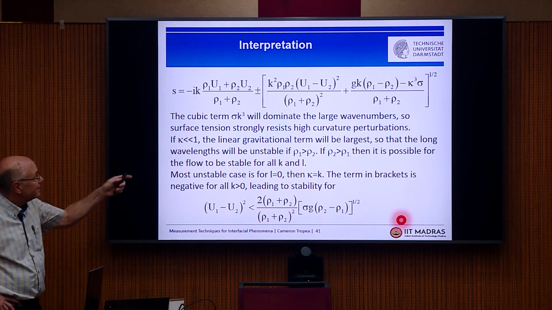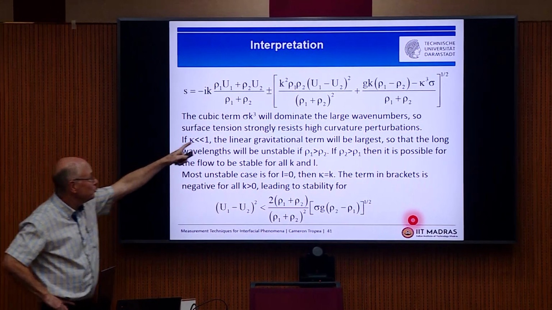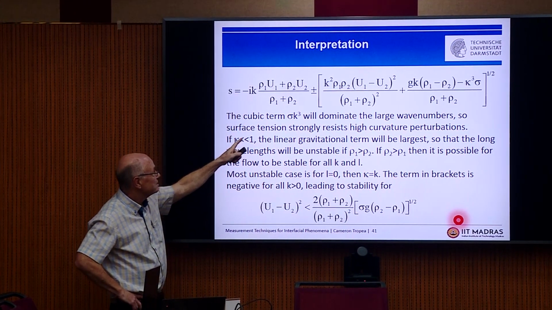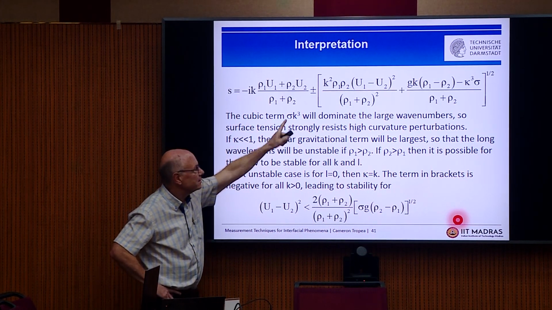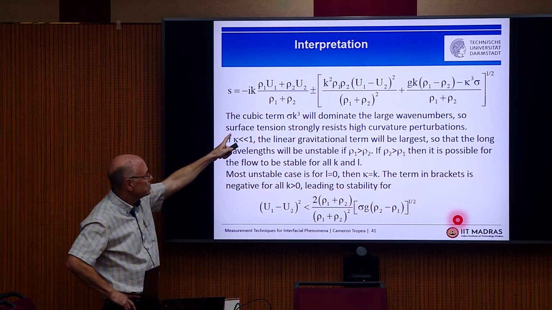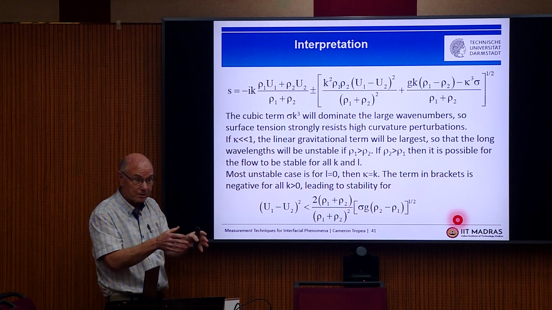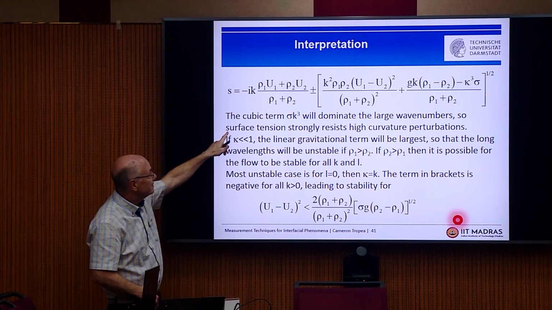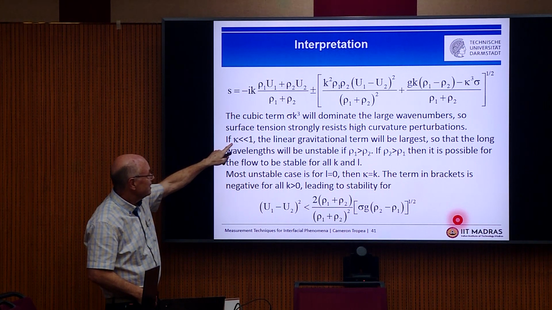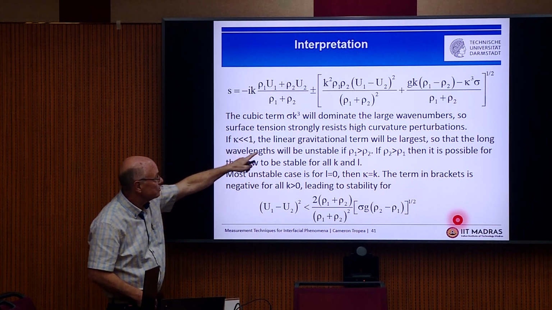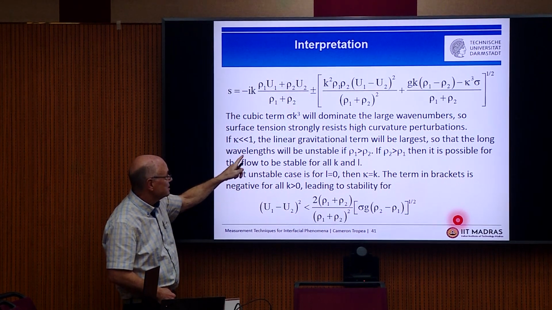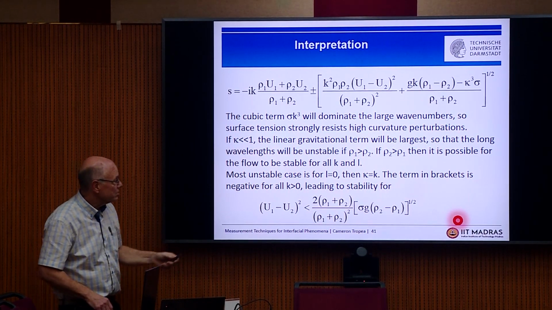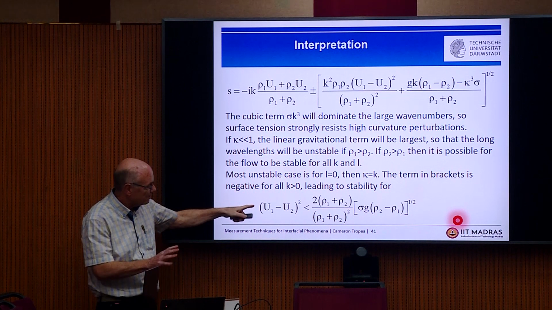I've just repeated that equation here: the cubic term will dominate at large wave numbers. So the surface tension, basically the kappa is like a k. The surface tension strongly resists high curvature, so it damps it out. The linear gravitational term will be largest when kappa is small, so that long wavelengths will be unstable if we have this case. So basically, the most unstable case, I've simplified it now.